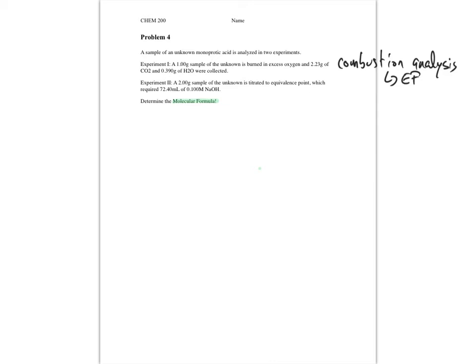Now, if you think about it, in order to go from empirical formula to molecular formula, you need the factor. And remember, this factor depends on the molar mass of the empirical formula and the molar mass of the molecular formula. So we need to somehow determine the molar mass of the molecular formula, and I can already imagine that this second experiment here has something to do with going from the empirical formula to the molecular formula. So let's take a look in detail.